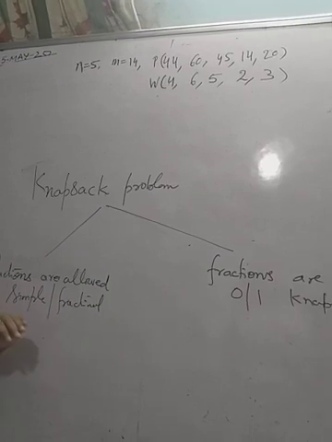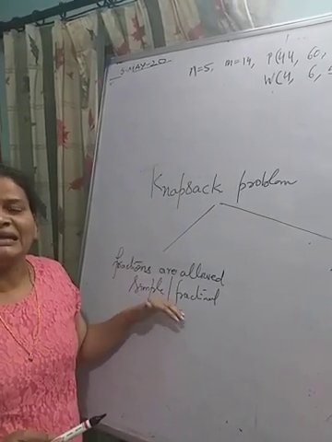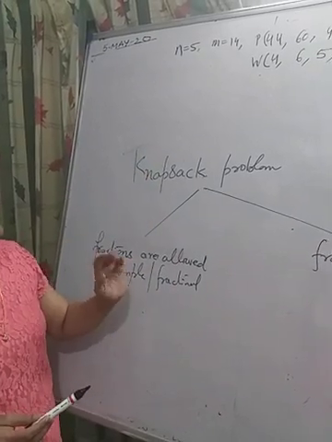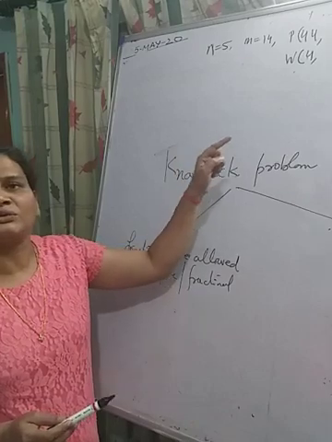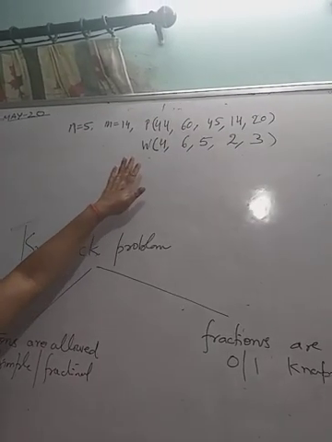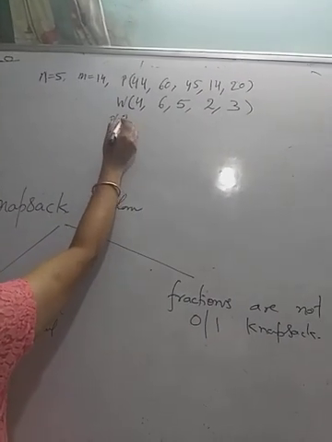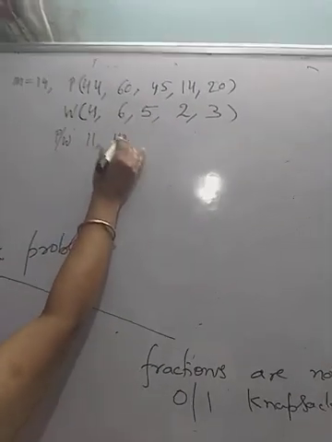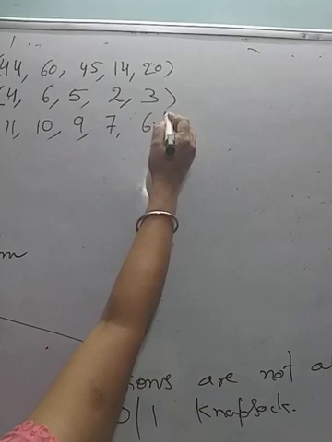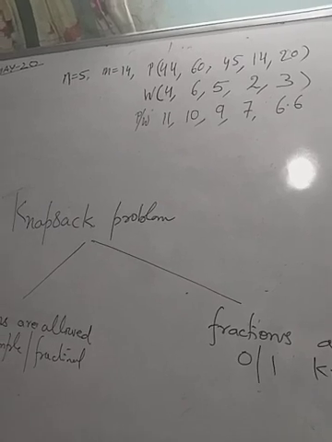Okay, and now when fractions are allowed, we know that the problem is solved by greedy technique. So when we apply the greedy technique to solve this problem, first we arrange the objects according to the decreasing order of profit per unit weight, which is already arranged. Here you can compute profit per unit weight: 9, 7 and 6.6. Okay. So here the profit and weight vectors are arranged.